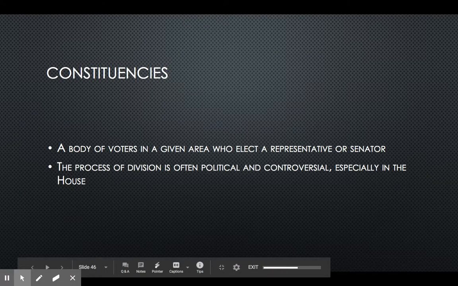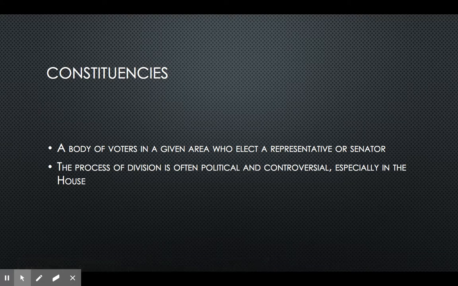So we're going to start this lesson by talking about constituencies. They're defined as a body of voters in a given area who elect a representative or senator. For a senator, their constituency would be the entire state that they represent, whereas for the House of Representatives, they are going to represent districts within a state. We'll talk a little bit more about districts here in just a minute. The process of this division is often political and controversial, especially in the House of Representatives.